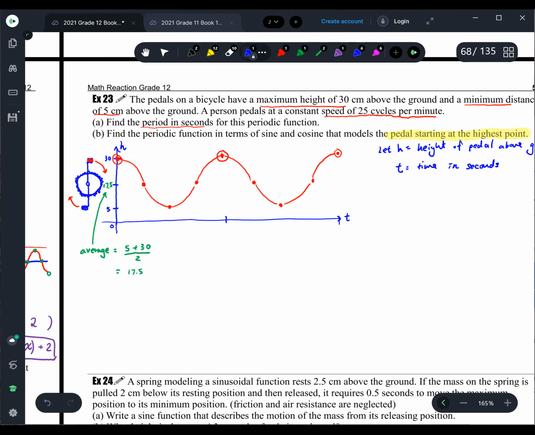In the question, it tells you that it pedals at a constant speed of 25 cycles per minute. So that's going to help us to answer question A. It tells you it pedals 25 cycles per minute.